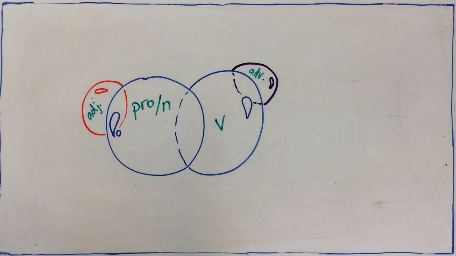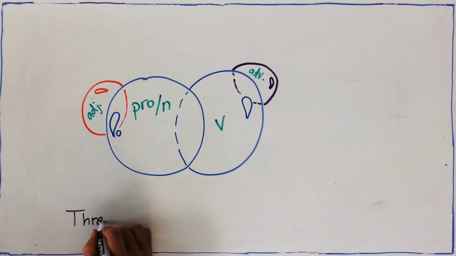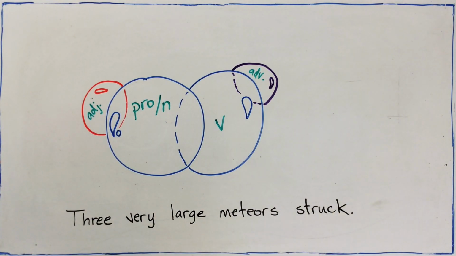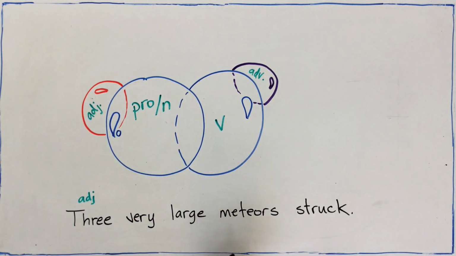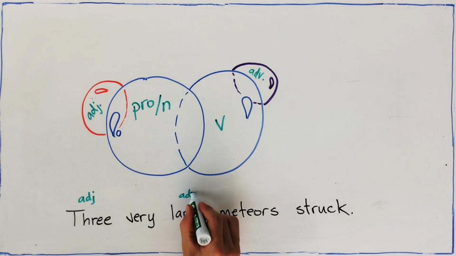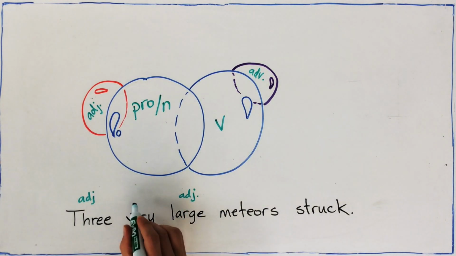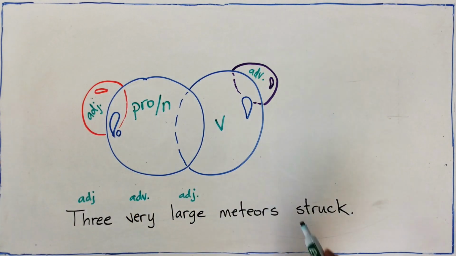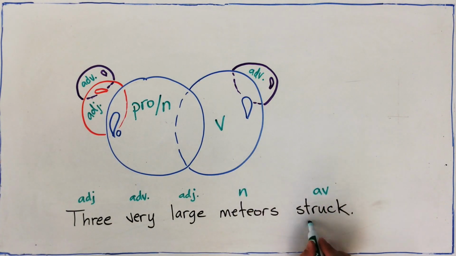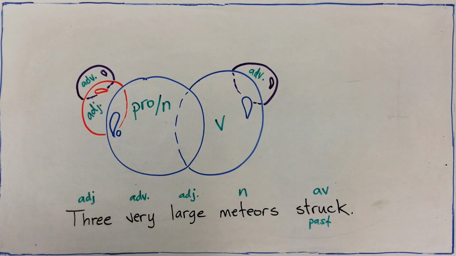Let's apply what we've learned about these bubbles to a couple more sentences. Always start by looking for your noun or pronoun and your verb. Do you see them here? We've got a common noun, meteors, and a past tense action verb, struck. Meteors is described by two adjectives, three and large, but look, there's also an adverb, very, describing that second adjective, large. Feel free to pause here and make sure this is making sense to you.